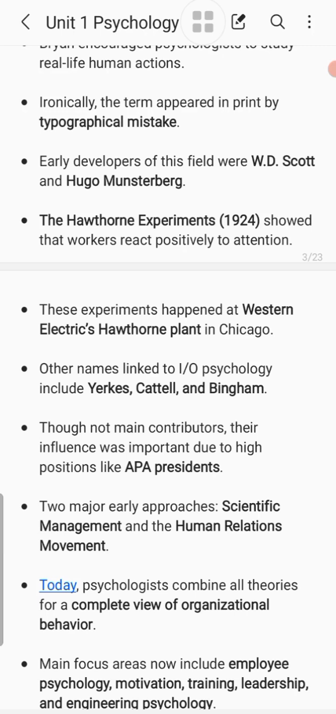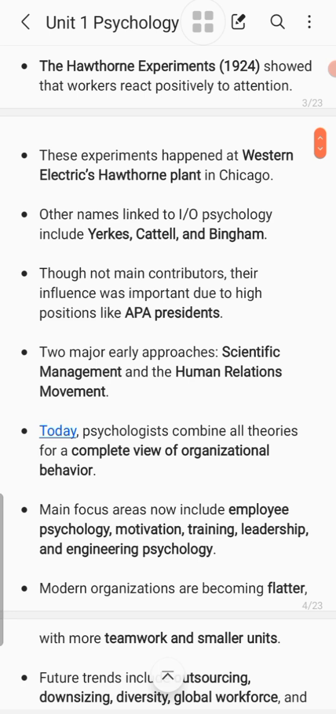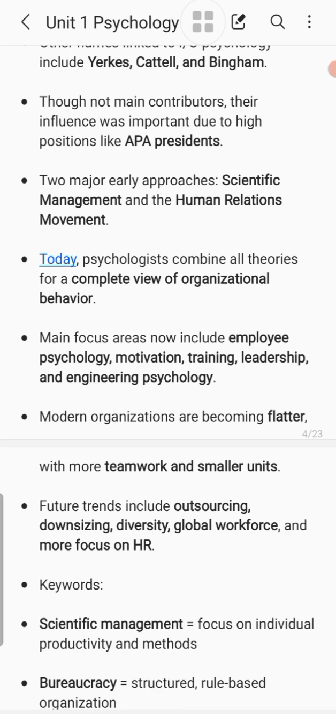Two major early approaches: scientific management and the human relations movement. Today, psychologists combine all theories for a complete view of organizational behavior. Main focus areas now include employee psychology, motivation, training, leadership, and engineering psychology. Modern organizations are becoming flatter with more teamwork and smaller units. Future trends include outsourcing, downsizing, diversity, global workforce, and more focus on HR.